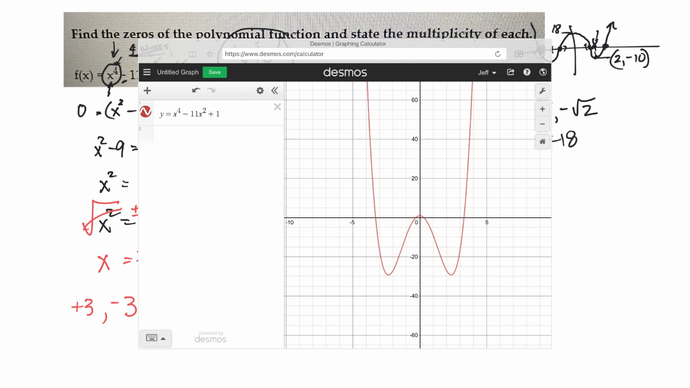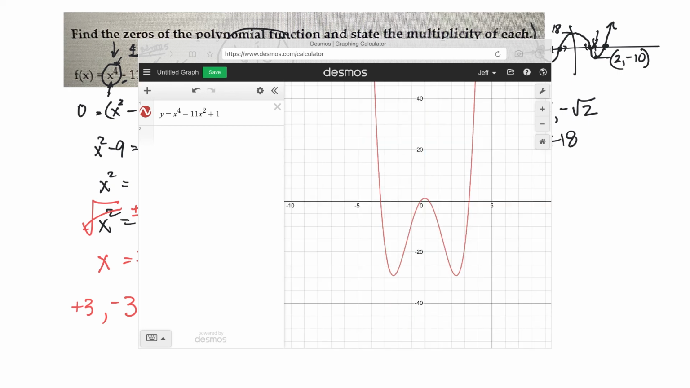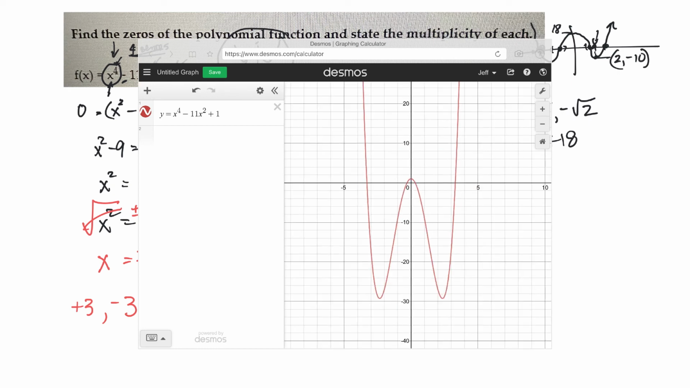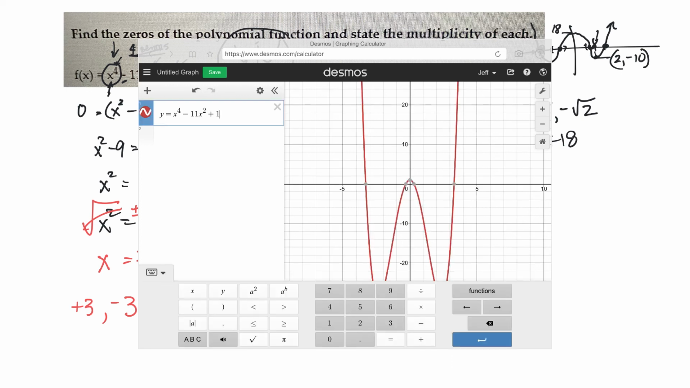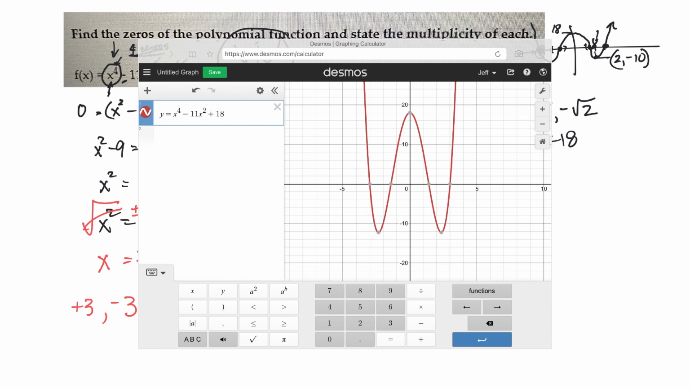And notice that at, gee, did I figure that out right? Because I said at 2 it was at minus 10. Maybe I did some calculating wrong there. Let me go this way. Did I type so? Oh, that's why. There's just a 1 there. It should be an 18. Whew, I thought I was doing something wrong there.